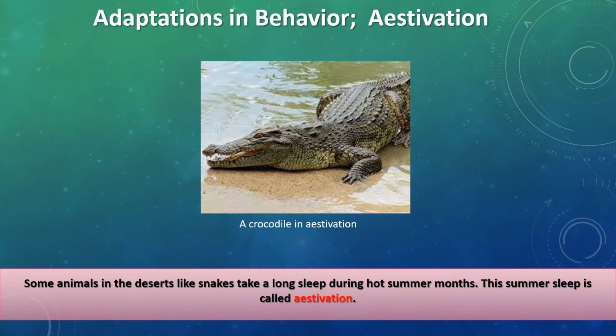Estivation. Some animals in the deserts, like snakes, take a long sleep during hot summer months. This summer sleep is called estivation.